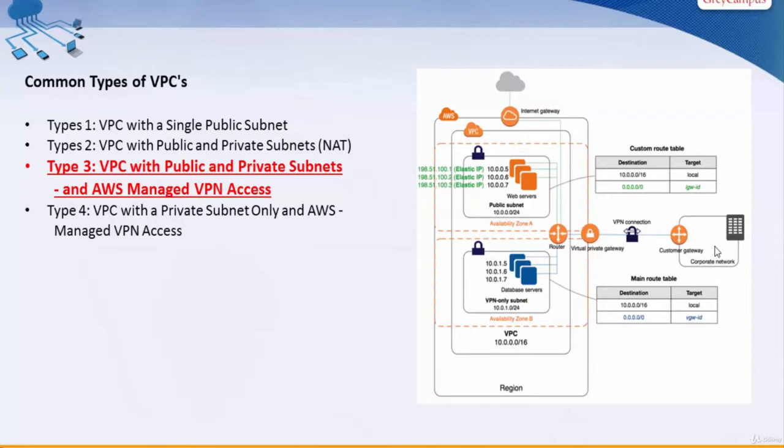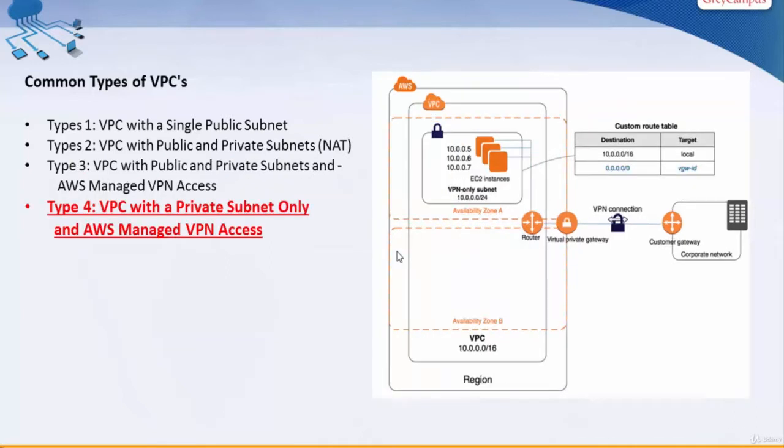So we see how we are building a VPC from a basic single public subnet VPC, to a public and private subnet VPC, to a VPC with public, private and hybrid, where I also have connectivity to my corporate network using a VPN connection.